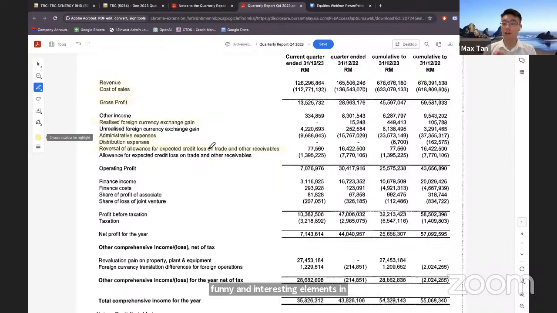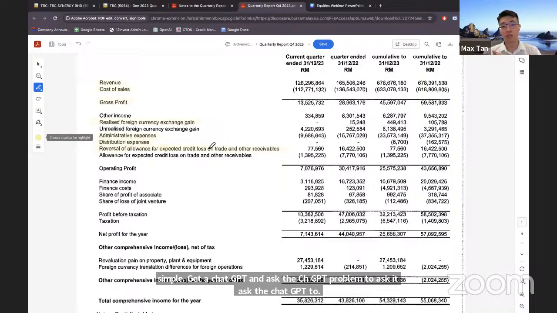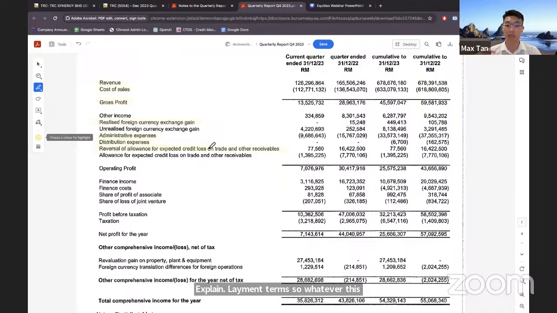So for the benefit of time, I'm not going to go through them one by one, but if you happen to come across something that you don't know, what do you do? Very simple. Get ChatGPT and prompt it to explain in layman terms. Whatever these long names are, I'm sure ChatGPT is more than sufficient to answer you with layman examples. So as you read more quarterly reports, very quickly you will understand all these financial terms, and whether there's anything funny involved in the quarterly report. Like for TRC, I think it's quite standard.